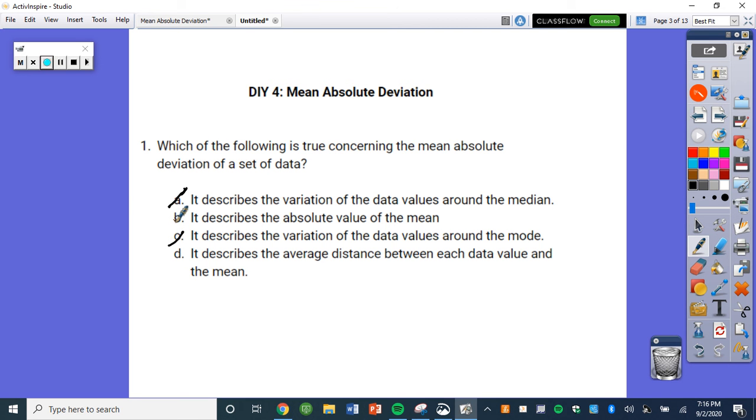And B leaves out that average distance between each data value. We definitely don't use the absolute value of the mean itself. So B is incorrect. So the only option we have is D. It describes the average distance between each data value and the mean.